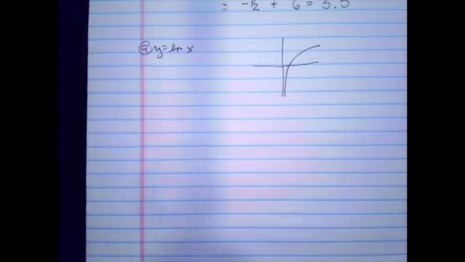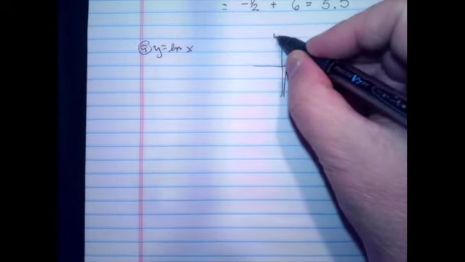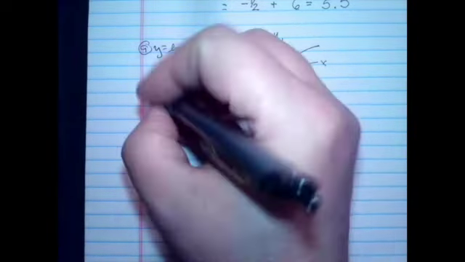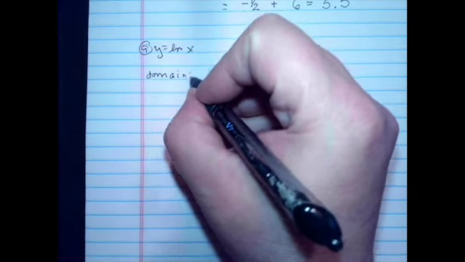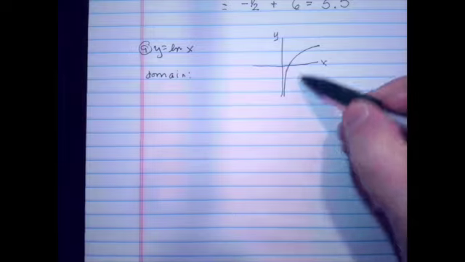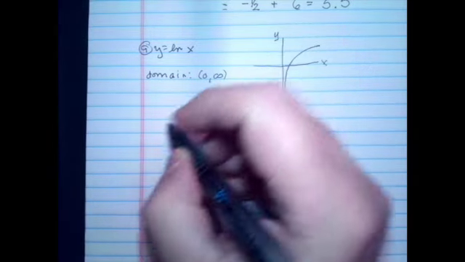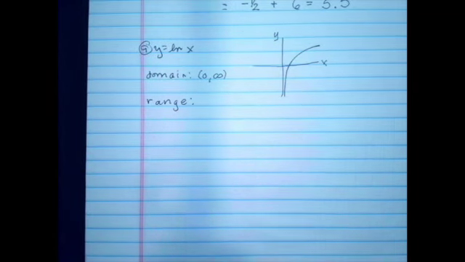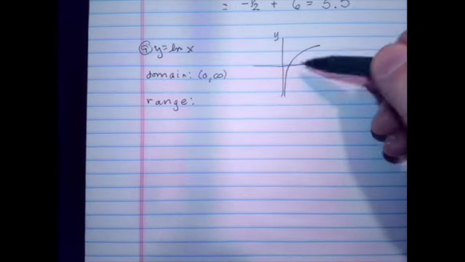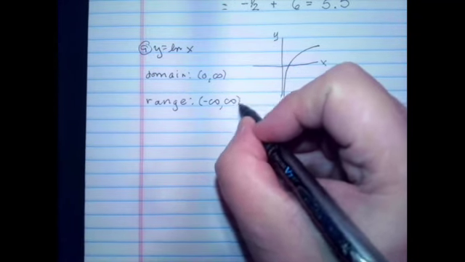Number 9, we are supposed to state the domain and range of y equals the natural log of x. Well, the graph of the function looks something like this. The domain, remember, is the set of x values for which the function is defined. And so that would be from 0 to positive infinity. The range is the set of y values on the graph. Those go from -infinity to positive infinity.